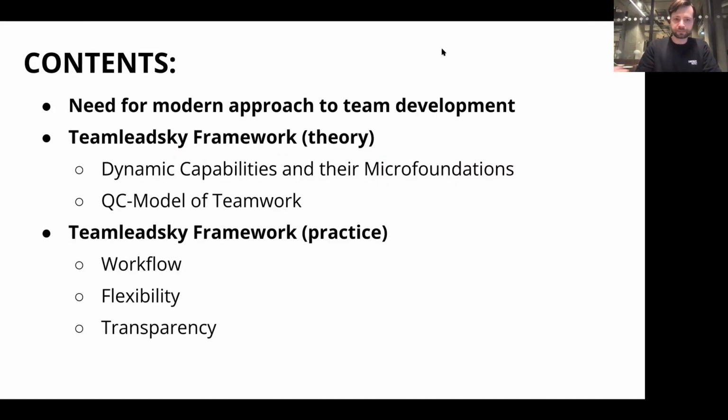Now I would like to give an overview of the topics that I would like to share today. So first of all, I want to explain why a fresh perspective on team development will add value to a lot of organizations today. Then I will explain some theory behind the approach, and I will present the framework. And finally, I will illustrate how it works in practice and arrange a small demo. So let's kick it off.